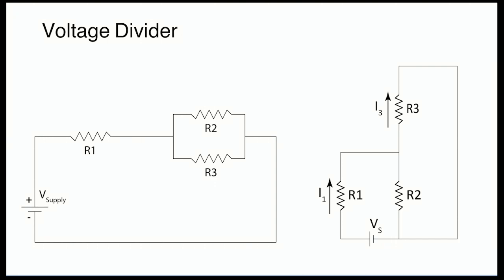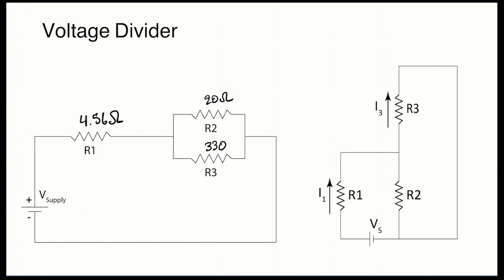Now let's take an example of a voltage divider in this example right here. So R1 is going to be 4.56 ohms, R2 is going to be 20 ohms, and R3 is going to be 330 ohms in both circuits.